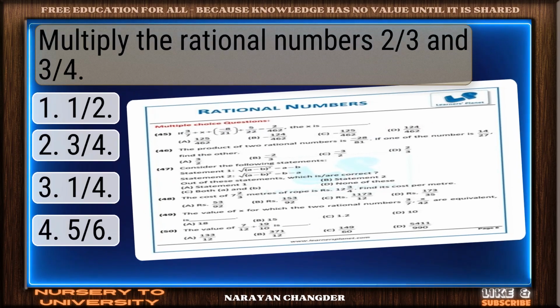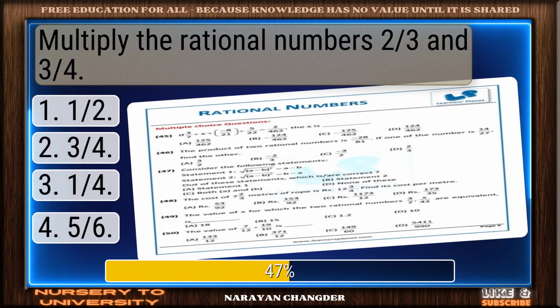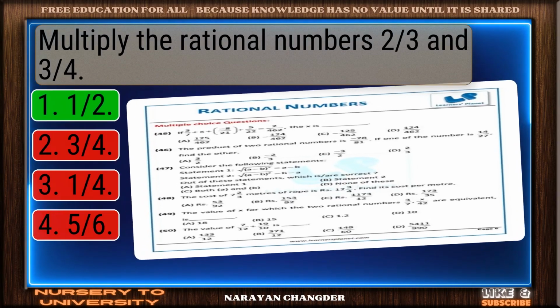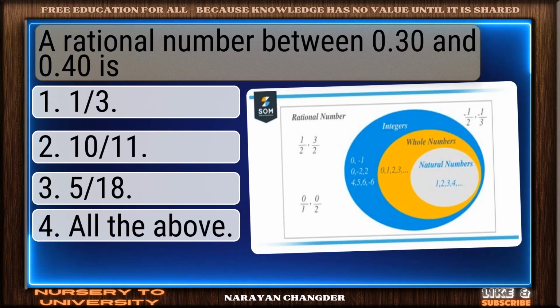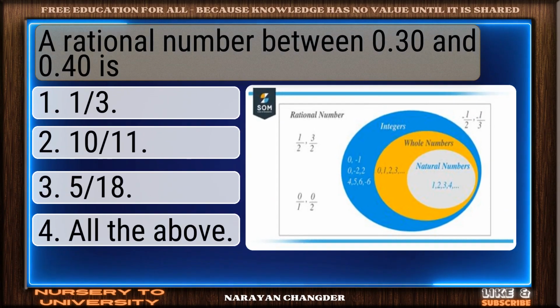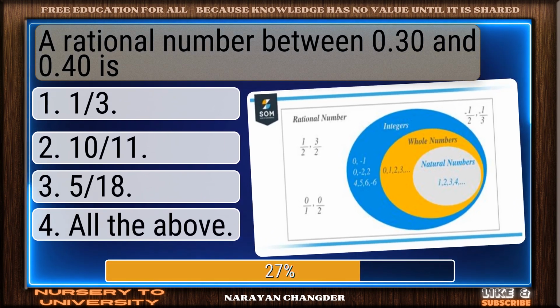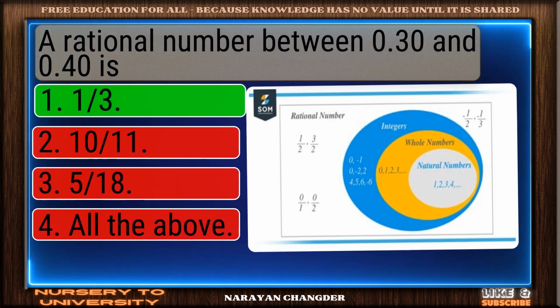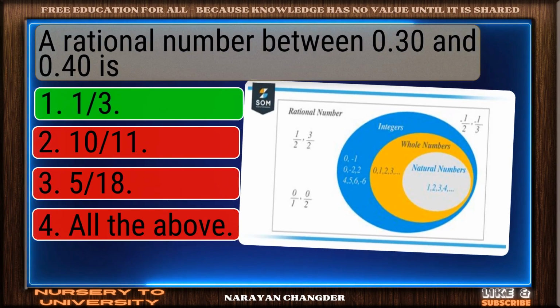Question number 5. Multiply the rational numbers 20/3 and 3/4. Nicely done. 10/2 is a solid answer. Question number 6. A rational number between 0.30 and 0.40 is? Well reasoned. 1/3 is the correct choice.